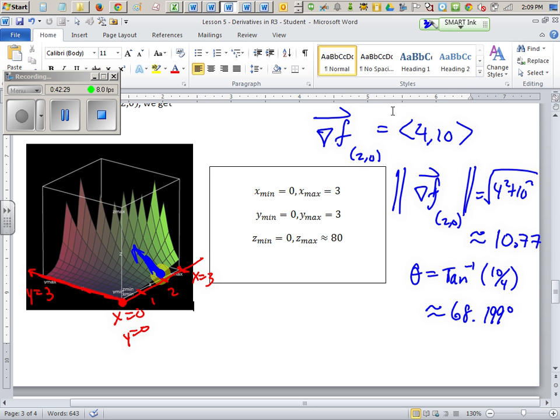What does it mean? If the hiker, for some reason, wants to take the steepest possible path, then he is going to need to go in the 68-degree direction. Okay? And the steepness, the change in z, if he takes that path, will be 10.77. It's the steepest slope around. Okay? Any questions?